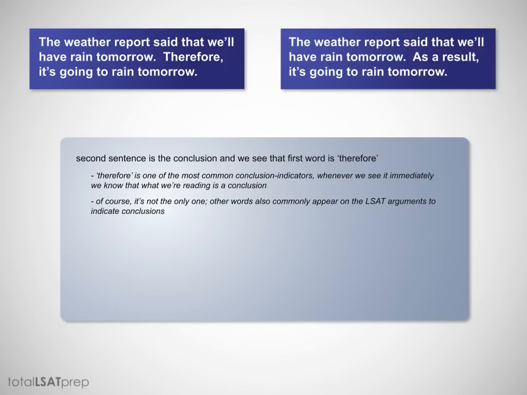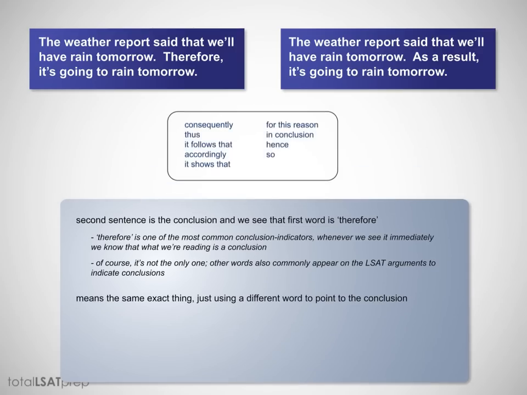So taking a look at this other short passage that we put up, it says, the weather report said that we'll have rain tomorrow. As a result, it's going to rain tomorrow. Now this means the same exact thing. These two passages mean the same exact thing. The only difference is that it's using different words to point to the conclusion. This one is saying, as a result, as opposed to therefore.